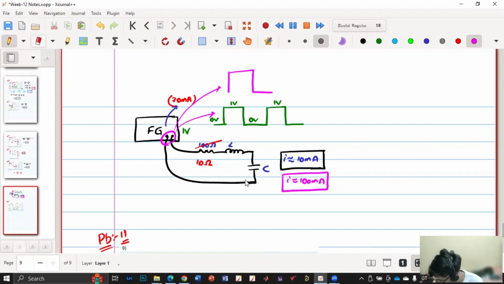We have actually faced this issue. It was some different shape and not square. This is called the loading effect, because the function generator is not able to supply the current that the load is drawing, so it will get distorted. It will not be able to maintain the same voltage that we asked for. Because the current is 100 milliampere, the voltage will be changed accordingly so that the current will remain 20 milliampere.